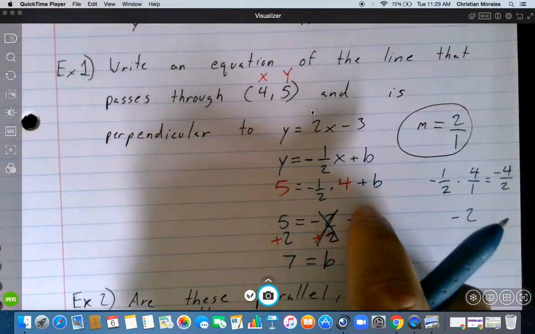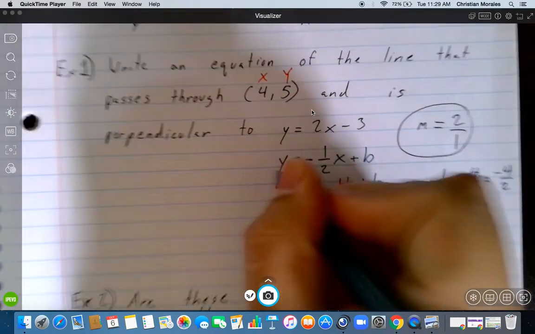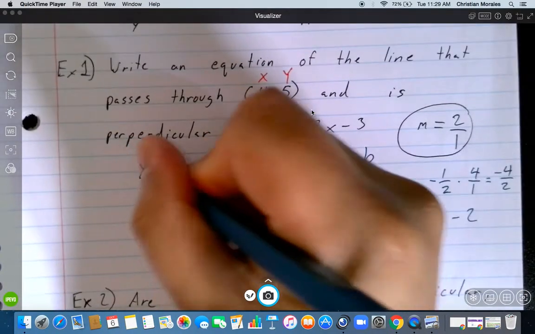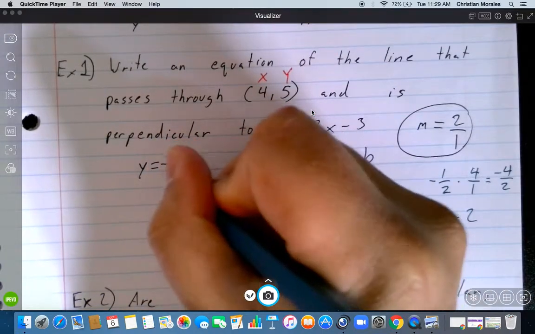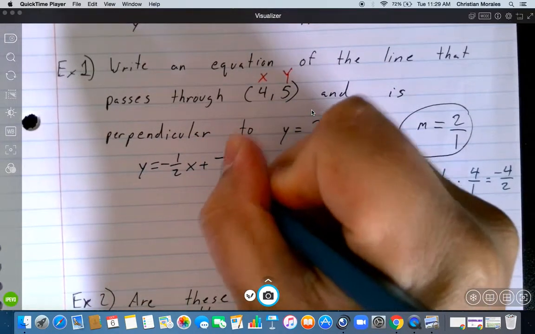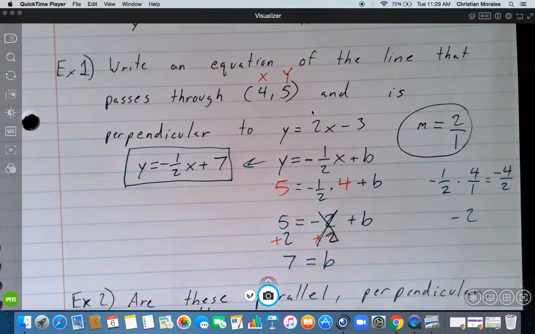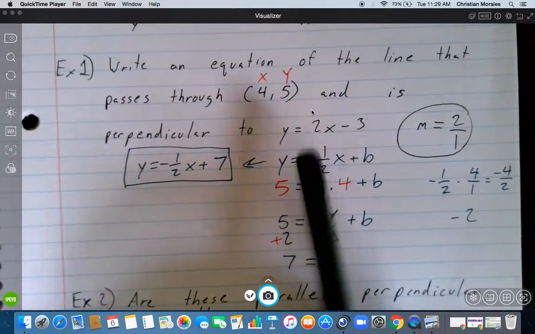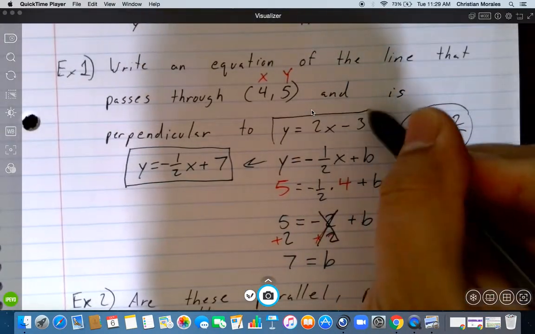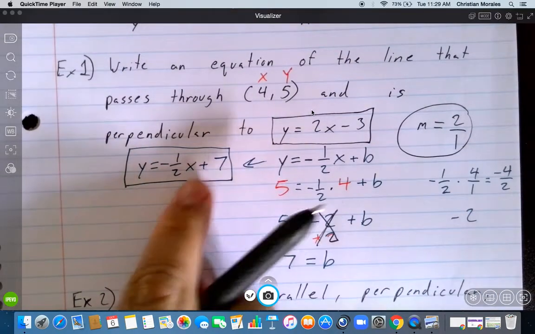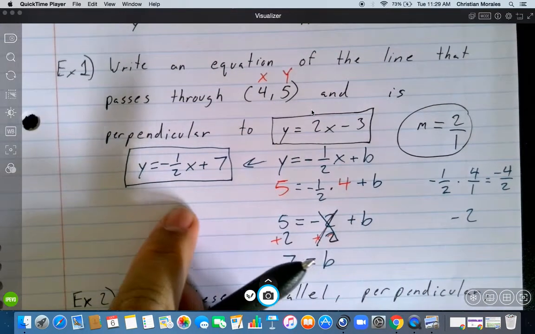Okay, so what is my new line going to be? What is this line? Y equals negative 1/2 x plus 7. And here's my answer. So these are two lines. This was the original line right here. And the line that is perpendicular that goes through this point is this line.